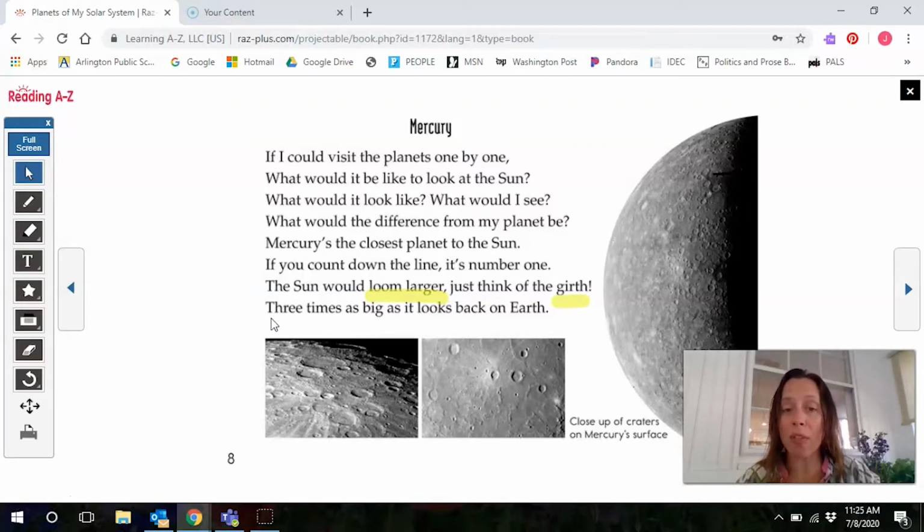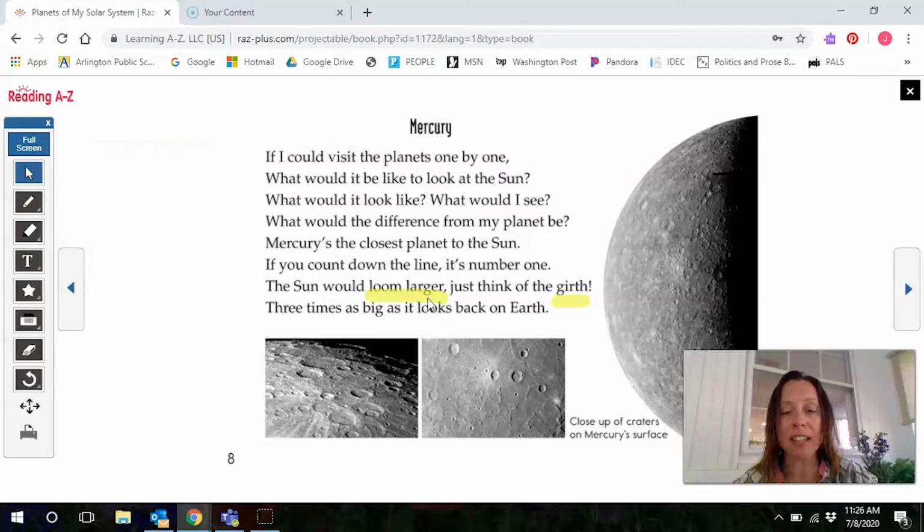So we know that the sun is 3 times as big as Earth. So when Mercury's looking at it, it's seeing something a lot larger than it. It says the sun would loom larger. Well, we know what large means. To loom larger means that it is almost threatening in its size. It's so much larger as it comes into view from Mercury.